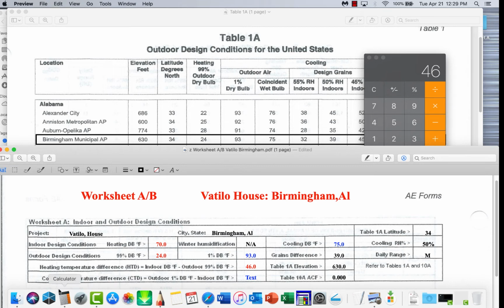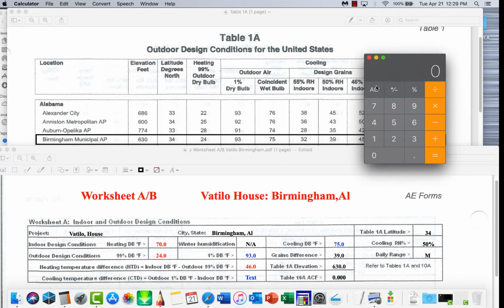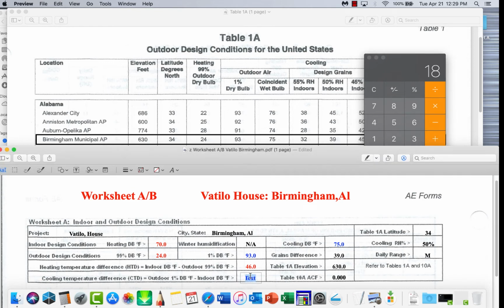Okay. All right, for our cooling temperature differential, it's reverse. It's going to be the outdoor 1% dry bulb minus the indoor. So in other words, our indoor temperature that we want and our 1% dry bulb. So we're going to take this number here, we're going to subtract this number here. So that'll be 93 minus 75, and we get 18. 18 for the CTD.